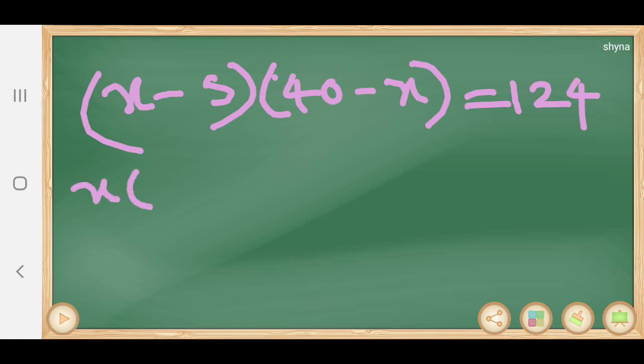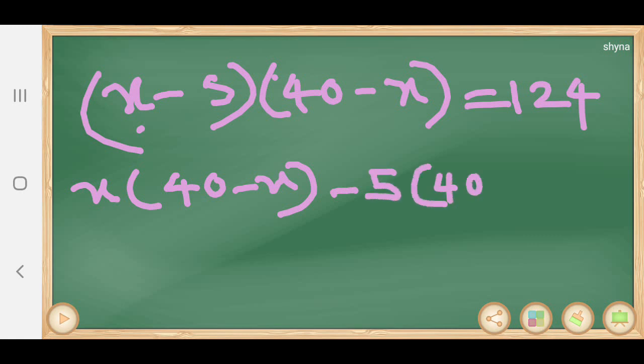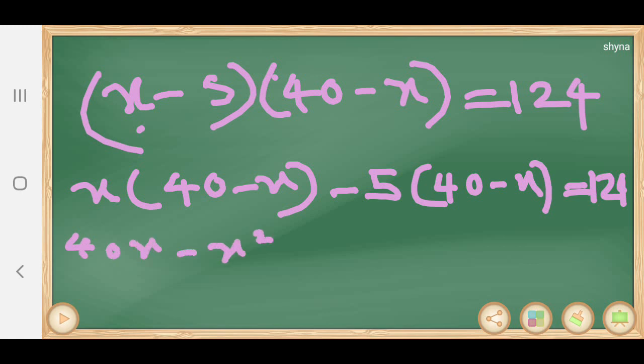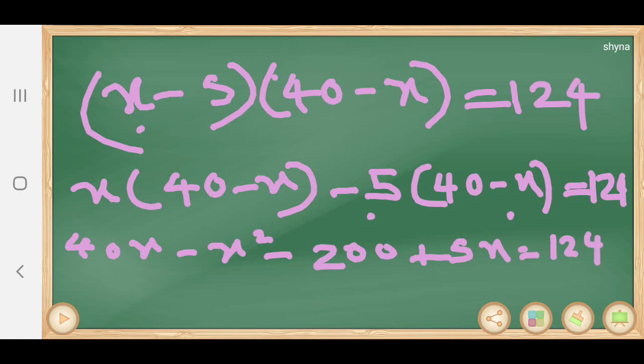Yes, x into the second bracket, 40 minus x. First term into the second bracket. Then what is the next remaining term? Minus 5. Minus 5 into 40 minus x, that is equal to 124. x into 40, 40x. Minus x into x, x square. Minus 5 into 40, minus 200. Minus 5 into minus x, that is plus 5x. Equal to the same 124.